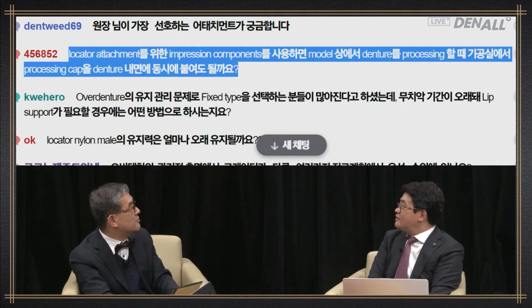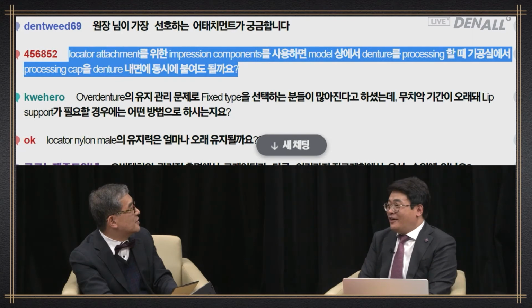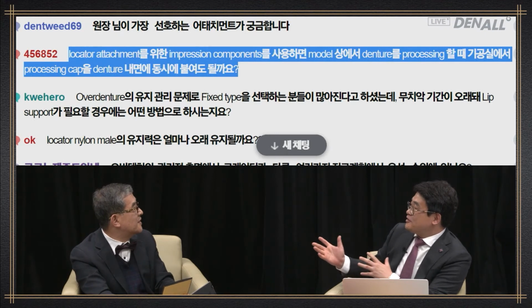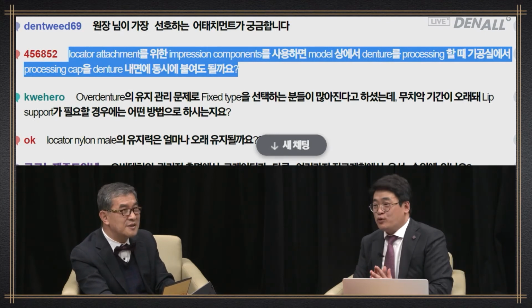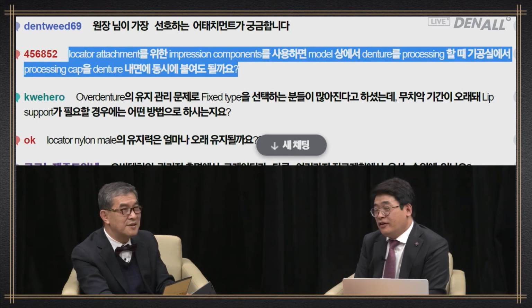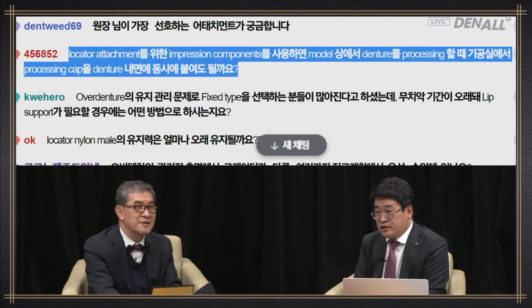If I use an impression component for a Locator attachment on the model for denture processing, can the lab attach the processing cap on the inner surface of the denture at the same time? Yes, I've mentioned it in the lecture, but I think he or she missed it slightly. On the model, you can attach it.